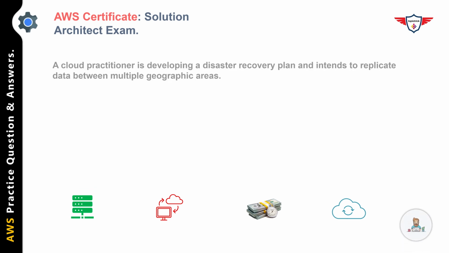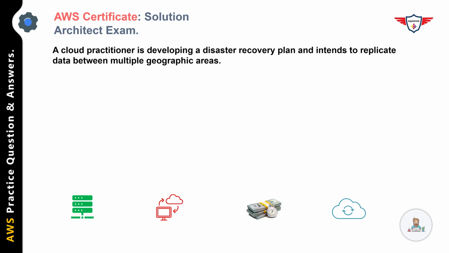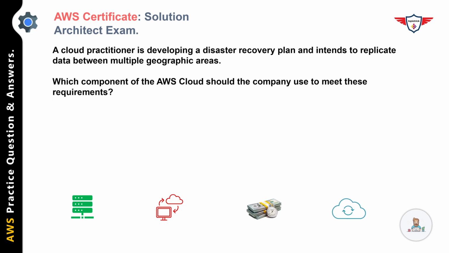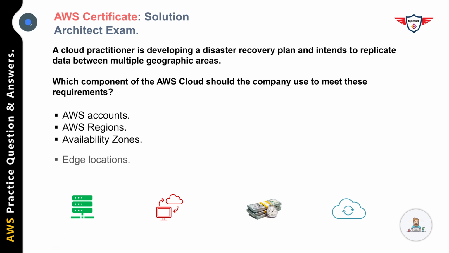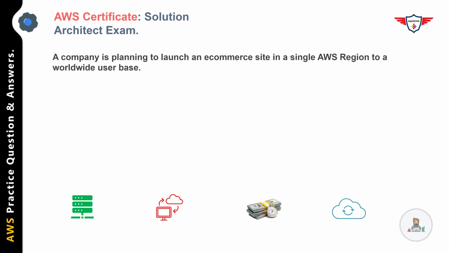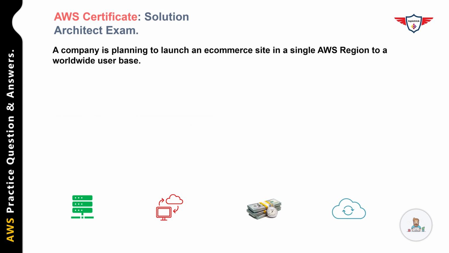A cloud practitioner is developing a disaster recovery plan and intends to replicate data between multiple geographic areas. Which component of AWS Cloud should the company use to meet these requirements? Your options are AWS Account, AWS Region, Availability Zones, and Edge Location. The correct answer is AWS Region. A region is a named set of AWS resources in the same geographic location, and a region includes at least two Availability Zones.